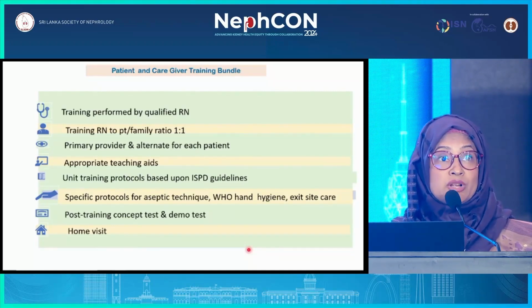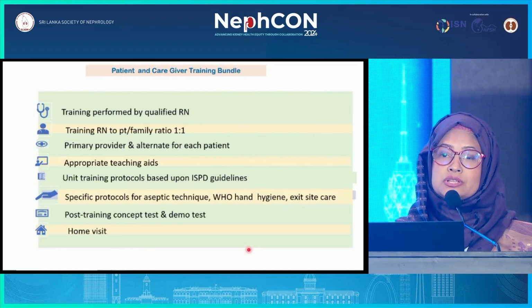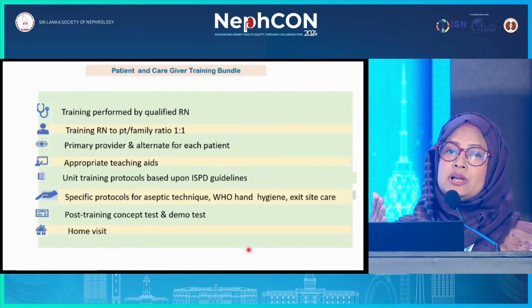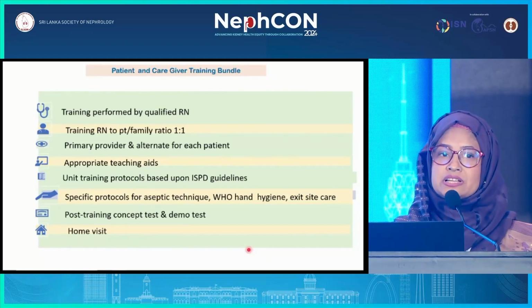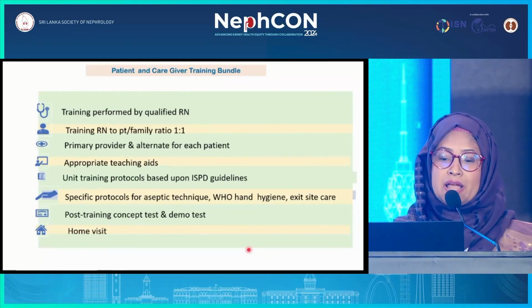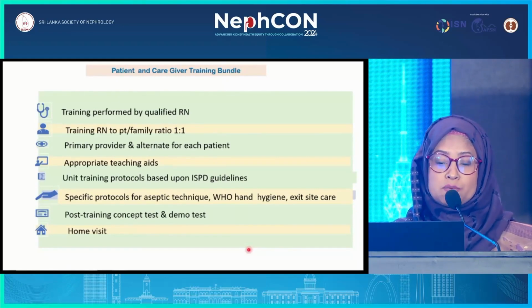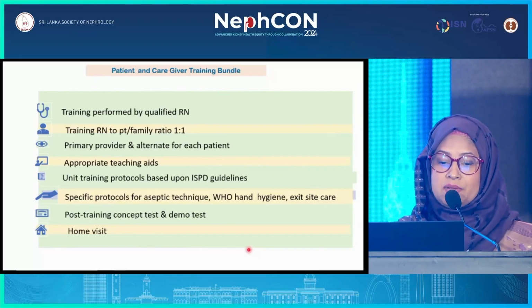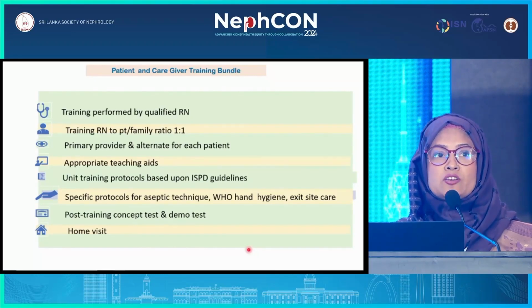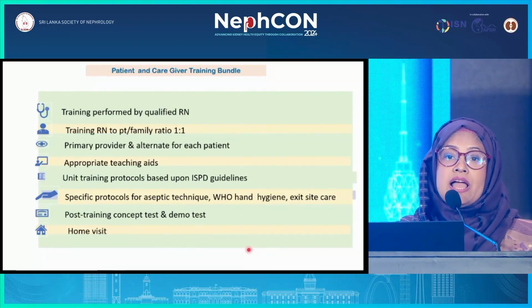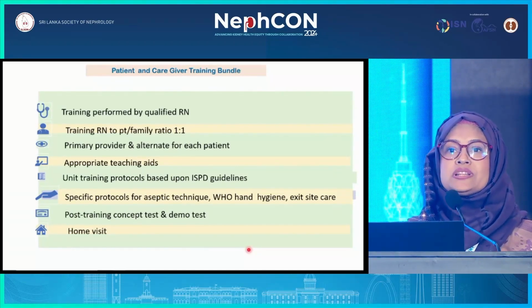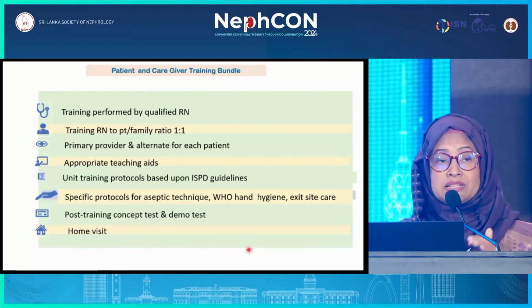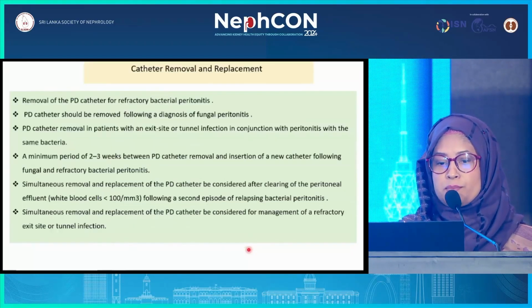Training is performed by a renal nurse, and the ratio of trainees to the renal nurse is 1:1. It's not like 2 or 3 caregivers trained by one nurse. Appropriate teaching aids should be provided, with a specific protocol for hand hygiene, post-training concept test and demo test, and also a home visit. We have to ensure that the patient is doing their CAPD or CCPD on their own by a safe method.